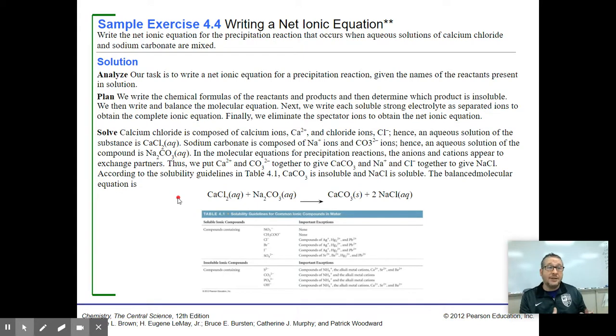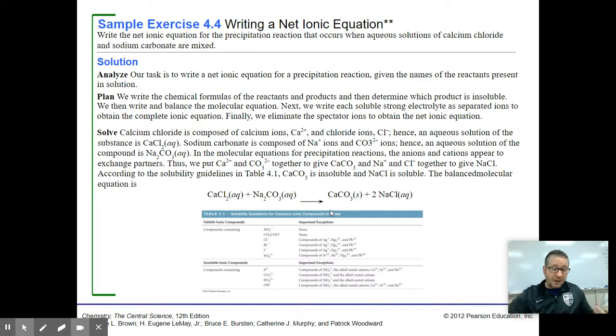Anyway, we've got our reactants now. And now we have to exchange partners. So calcium is going to go with carbonate and sodium is going to go with chloride. Okay, so we get CaCO3 and NaCl. Okay, well, NaCl is sodium chloride. It is a soluble ionic salt. So, it's going to remain aqueous. Calcium carbonate, again, if you look at the solubility guidelines that we talked about yesterday, you will see that it is, in fact, a solid. So that is our precipitate.